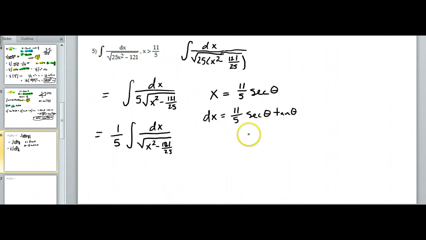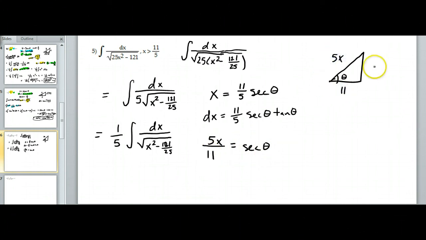Alright, it also means that if I divide both sides by 11/5, meaning multiply both sides by 5/11, I get 5x over 11 is equal to the secant theta. Alright, so if there's my theta, right, secant is hypotenuse over adjacent, so 5x over 11. That means that this over here is the square root of 25x squared minus 121.